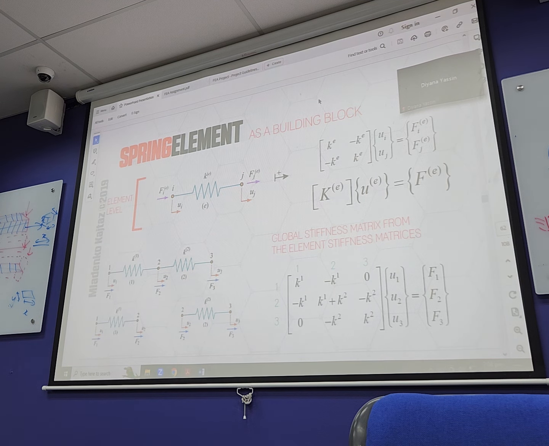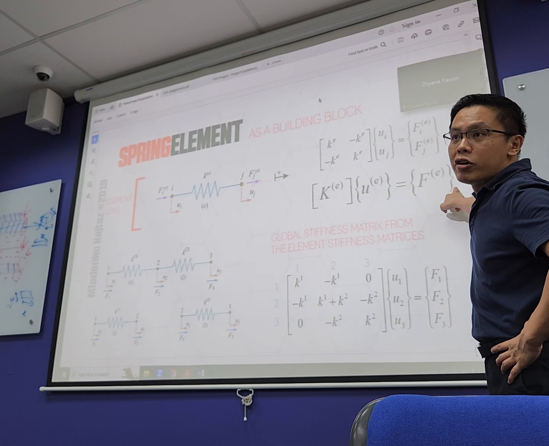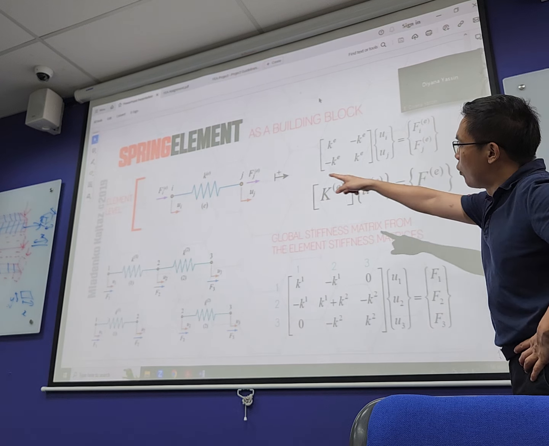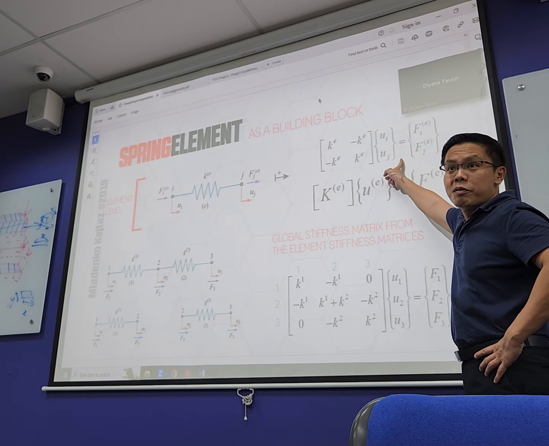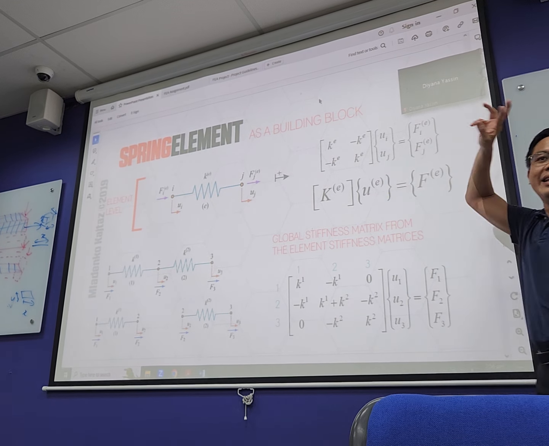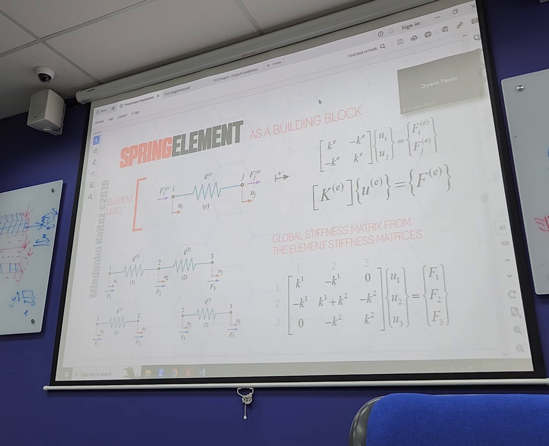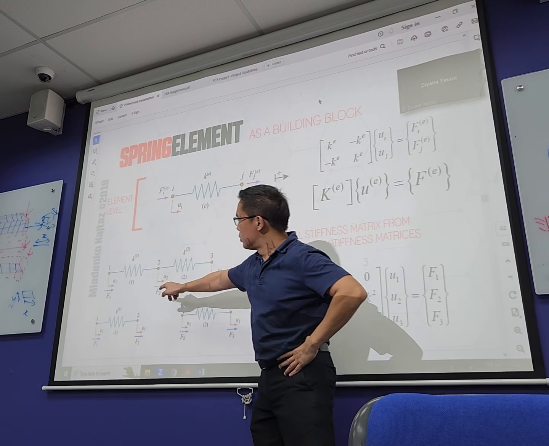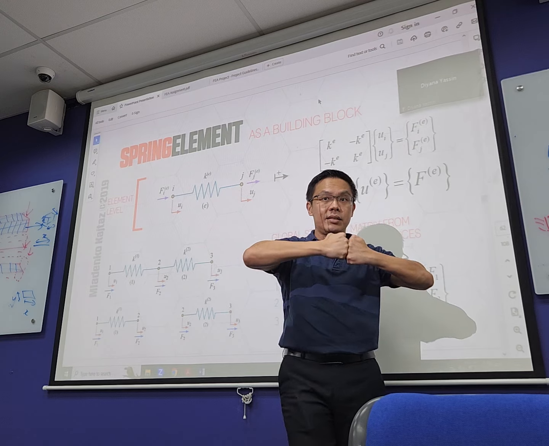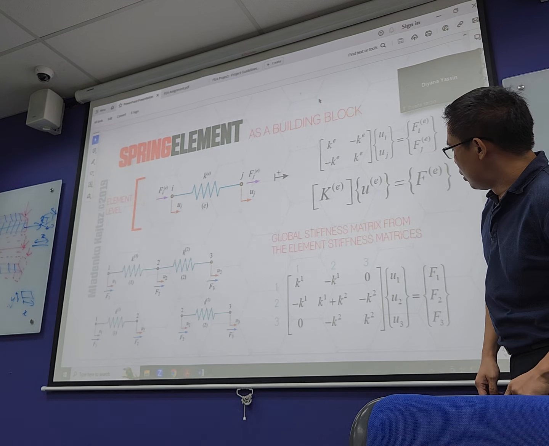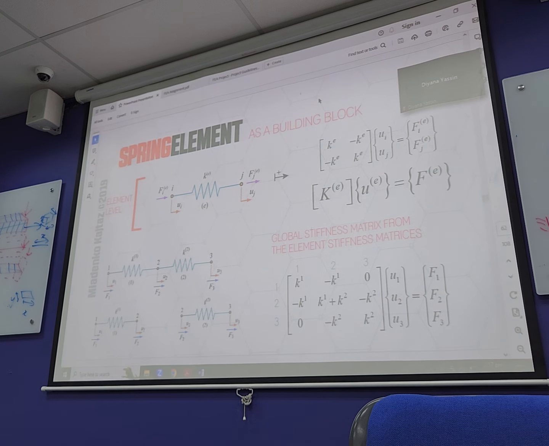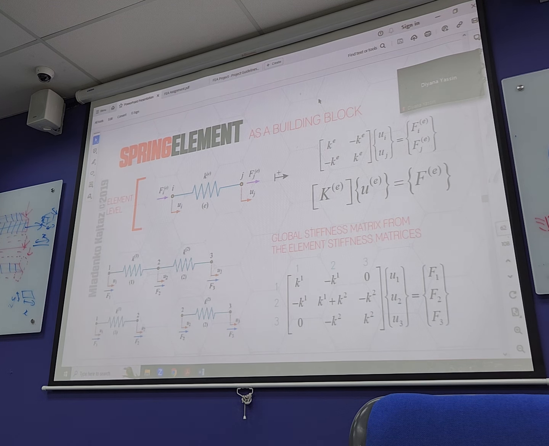Now, just now we talked about this one element. This is our stiffness matrix, correct? This is what we talked about just now. Everybody remember, it's K, negative K, negative K, K. Now, if you have two springs in series, generally it's the same as that.